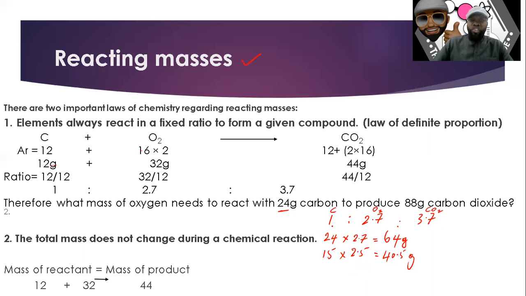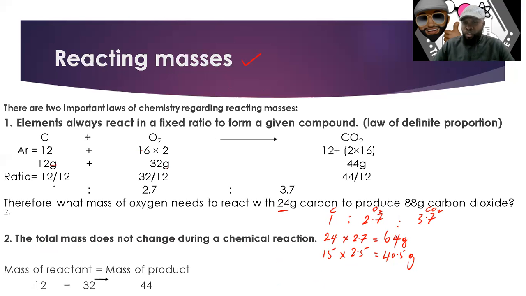Okay, now the second law, law number 2, remember we talked about 2 laws. Okay, we just completed looking at the law of definite proportion. That's what we were talking about all the while. Now we're moving on to law number 2, which states that the total mass does not change during a chemical reaction. What that means is that the mass of your reactants is always equal to the mass of your products.